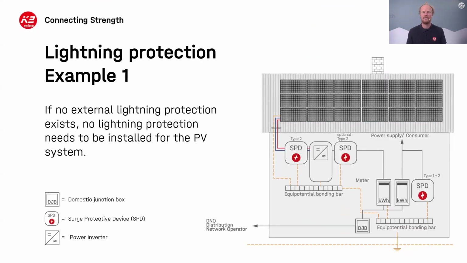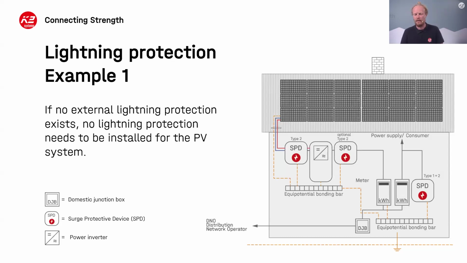With this in mind, there are three examples that will generally occur. The first one is probably the simplest one, and that is if there is no lightning protection on the roof. Here we have a small diagram of a little pitched roof. Then there is no lightning protection that needs to be added. This jumps back to something we said earlier in the presentation, that the PV system doesn't represent an increased risk of a lightning strike occurring on that roof. So for a system like this, we'll have our inverter in here, and we'll have a type 2 SPD on the DC side of it.